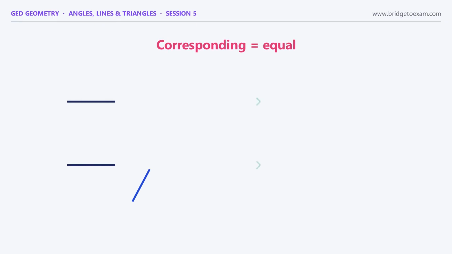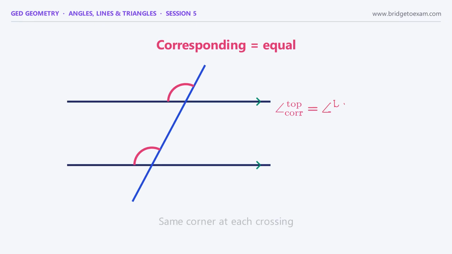The first rule is corresponding angles. Corresponding angles sit in the same position at each intersection. For example, the upper right corner at the top crossing and the upper right corner at the bottom crossing. When the lines are parallel, corresponding angles are equal. Here's a way to see why. Imagine picking up the top intersection and sliding it straight down onto the bottom one. Because the lines are parallel, everything lines up perfectly, and the matching angles land right on top of each other.